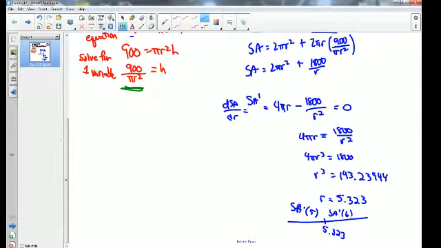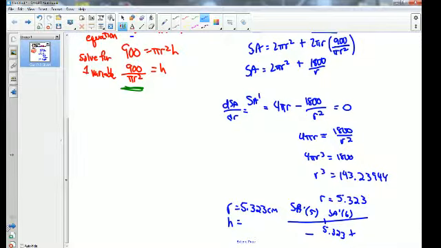SA prime at 6. And you will find the least amount that we can use for one can is 5.3 centimeters, the radius. That's the radius. So the radius of the can is 5.323. So that's what it means in context of the problem. And then how would I calculate the height of the can? Right here. Yeah, so plug that in there and find H.